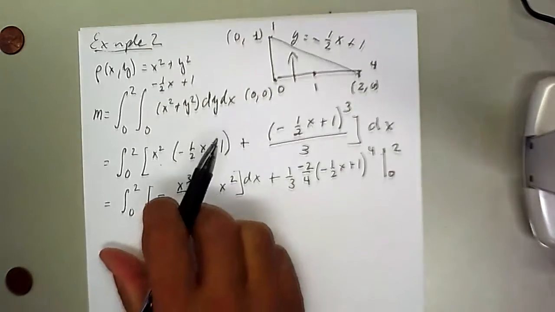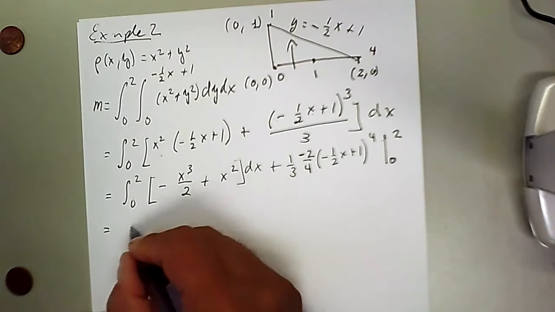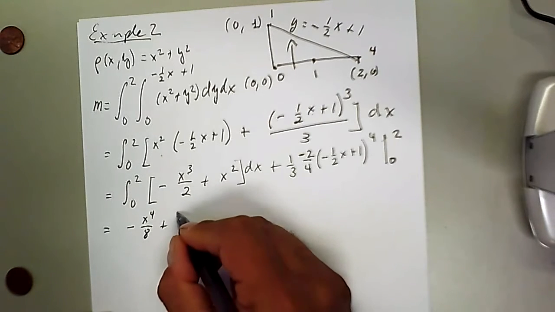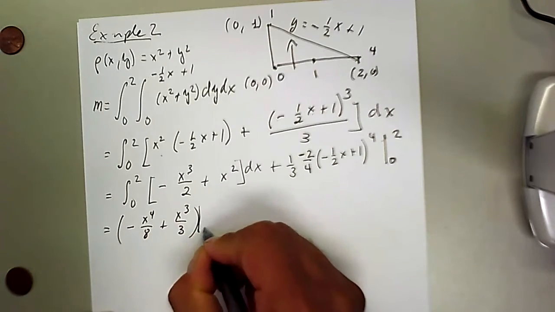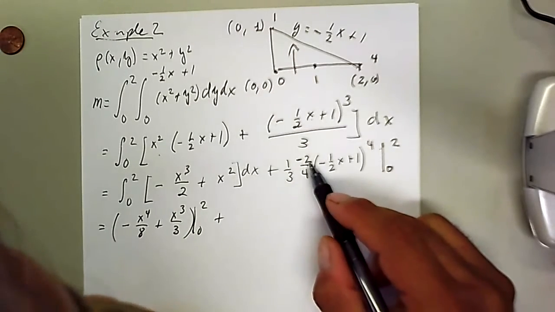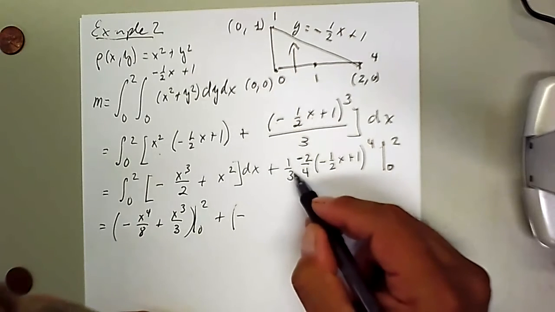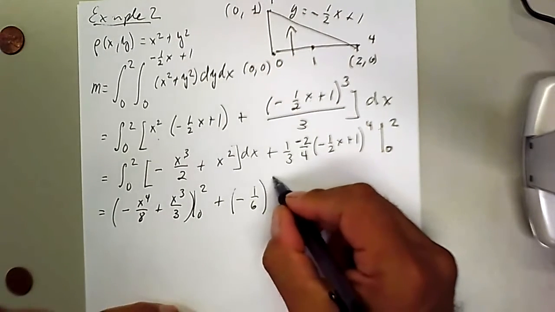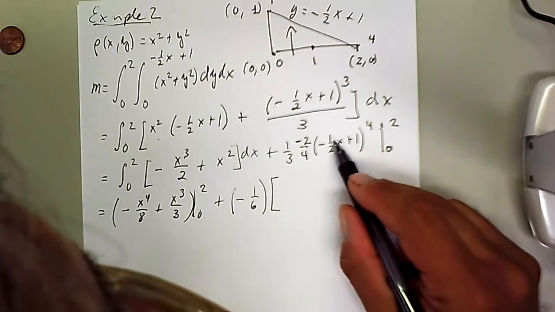While that is cooking, we are moving this. We have, of course, negative x to the 4 over 8 plus x cubed over 3 from 0 to 2. Now let's come back to this. Let's put a negative. Let's simplify the coefficients, 1 over 6. Now, the next thing is important. Plug in the 2 for x.